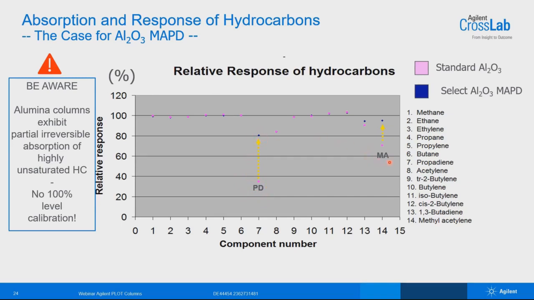But even so, the recovery for them will never be 100%, and this means that an analysis using an alumina column always requires an external standard. It's never possible to rely on a 100% level calibration, as these highly unsaturated components will then be underreported.